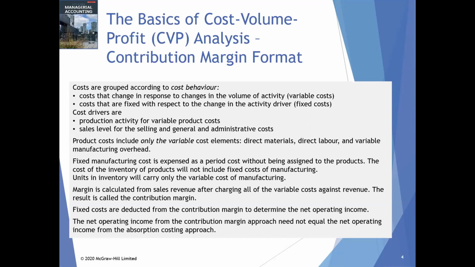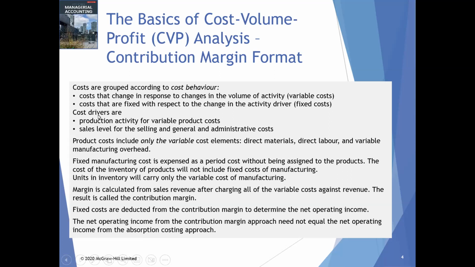Now the basis of cost volume profit analysis is the contribution margin format. So what is the contribution margin format? The costs are grouped according to cost behavior. The cost that changes in proportion to the change in the volume of activity is the variable cost, which we already studied. And the cost that remains fixed, whether the activity changes or not, meaning whether the quantity changes or not, whether the sales or production in units has increased or not, is not going to affect the fixed cost, just like the rent of a building, any fixed expenditure.